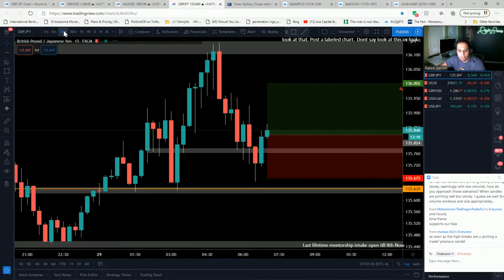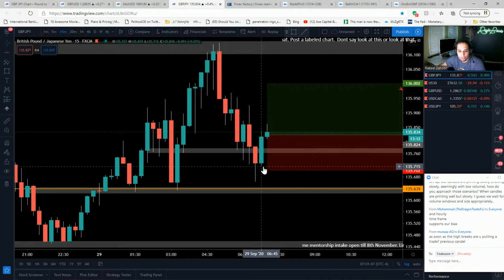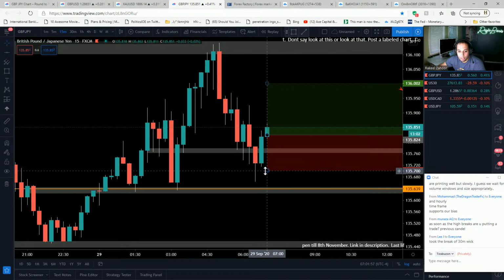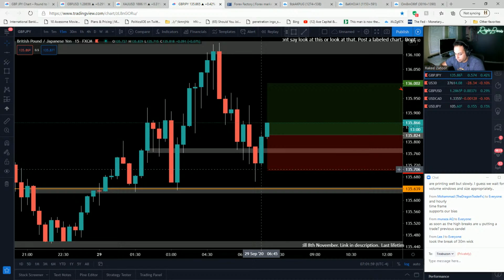Looking at the 15-minute time frame, I think I can lower my stop, bring it down to below the 15-minute candle right over here. Yeah, I think that's going to be a pretty good idea. Bring the stops down there, below the 15-minute at 135, 700.